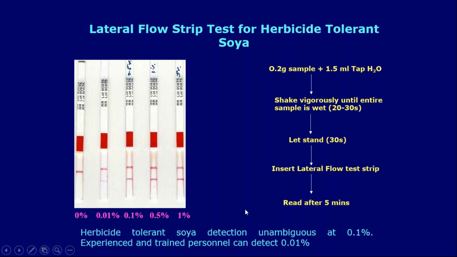So now what you see over here is that in all the strips you are seeing the test line and you are seeing the control line. Therefore, you are not seeing the test line in the 0%. However, you can faintly see it in 0.01% and you can see it very well in the others. And the control line is visible in all the 5, showing that the strips are working. So this is a 5 to 10 minute test and can be done in the farmer's field, and they can identify the GMO from the non-GMO seed.